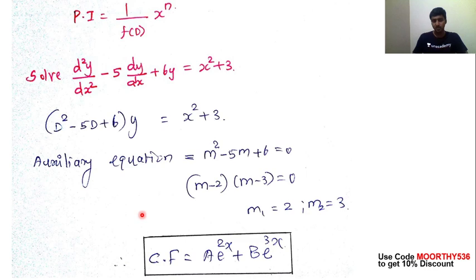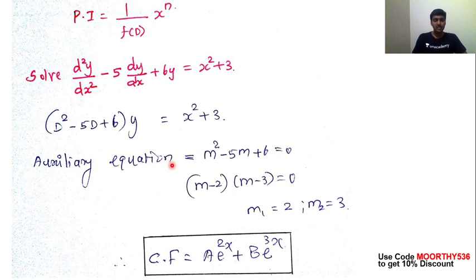First we are going to derive the complementary function for the given differential equation. We replace d divided by dx with capital D. So d square y divided by dx square is replaced by D square into y, then minus 5 into D plus 6. Here we keep this y common, outside, equal to x square plus 3.